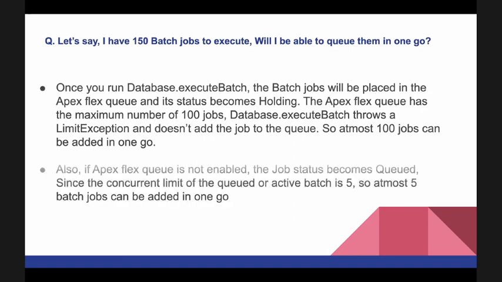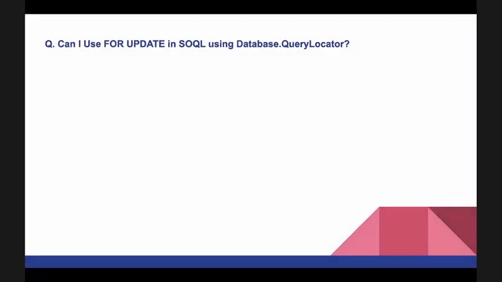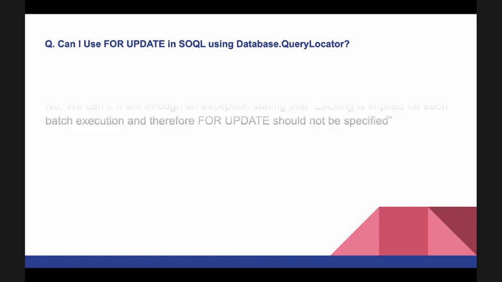Next question. Can I use FOR UPDATE in the SOQL query using Database.getQueryLocator? So again, this is a very important question, and it's from the intermediate to advanced level Batch Apex interview questions. The answer is no, we cannot. It will throw an exception stating that the lock is implied for each batch execution, and therefore FOR UPDATE should not be specified. Yes, that's correct. Thank you.